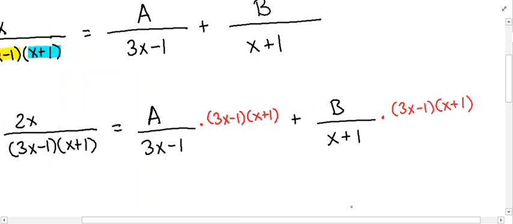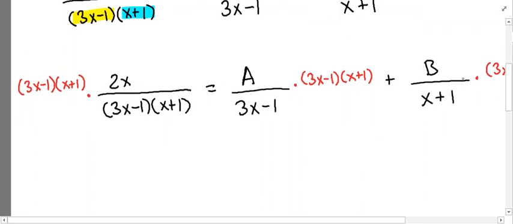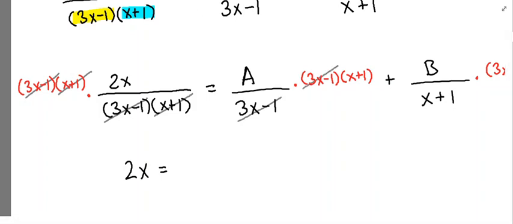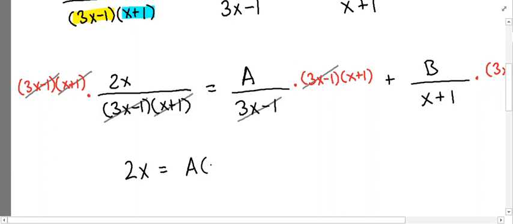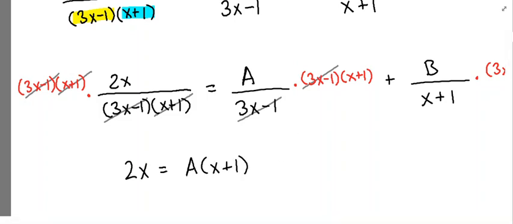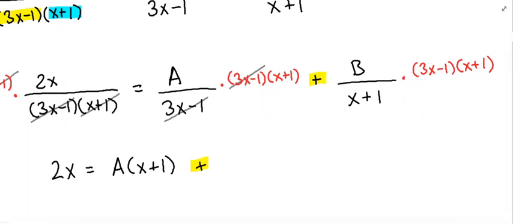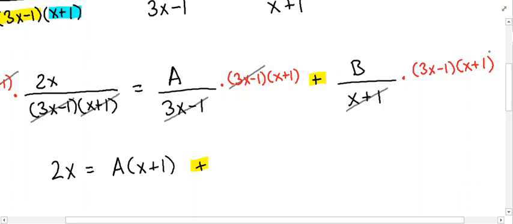Now we can clean things up. On the left side of the equation, I see 3x minus 1 in the top and the bottom. They cancel. x plus 1 in the top and the bottom. So I am going to be left with 2x. If I move on to the a term, I see 3x minus 1 in the bottom and in the top. So I am left with a times the entire quantity x plus 1. I've got this plus sign that I need to bring down. And then on the b part, I see an x plus 1 in the bottom and top. I am left with b times the entire quantity 3x minus 1.